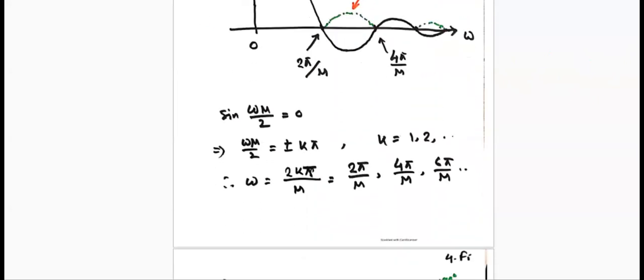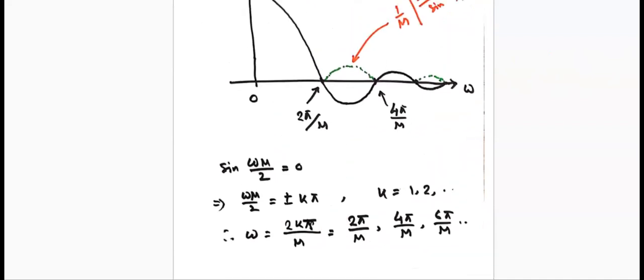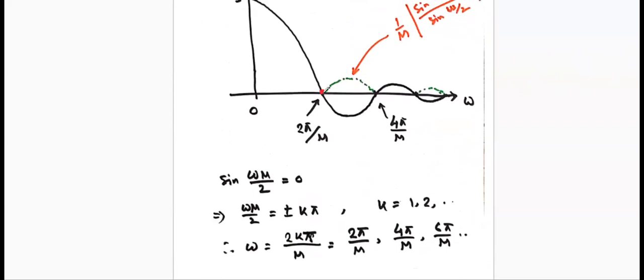So from that perspective, we can find that for omega equals 2k pi divided by m, we get the zeros. For example, for k equals 1, we have 2 pi by m. That is the first point. And if you concentrate on this magnitude response, we can find, yes, this is the first zero at 2 pi by m. The second one, for k equals 2, is 4 pi by m, and then 6 pi by m, and so on and so forth.